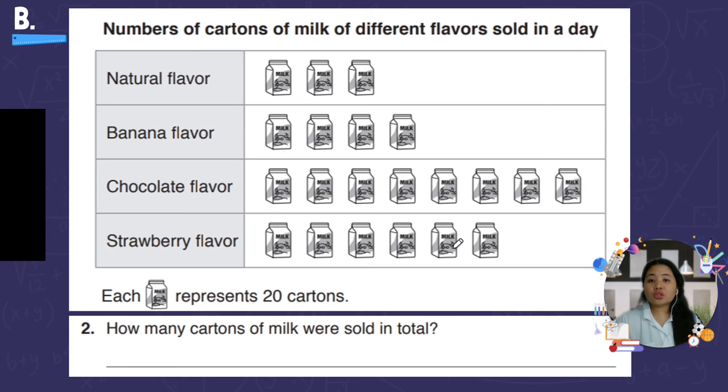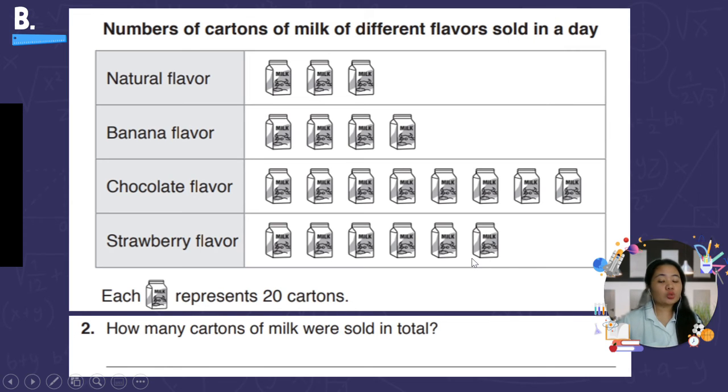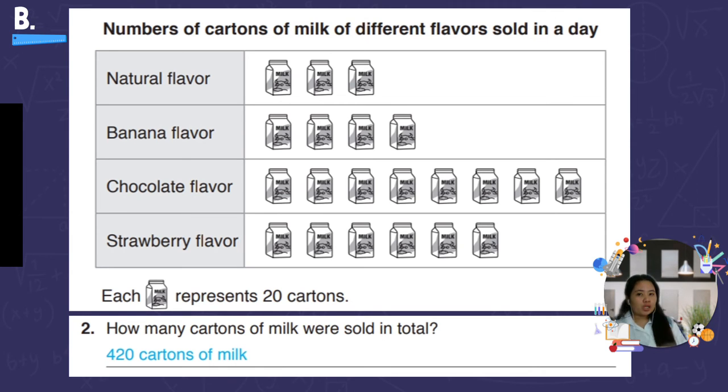Plus 20, 400, then plus 20, that is 420. So that means how many cartons of milk were sold in total? 420 cartons of milk.